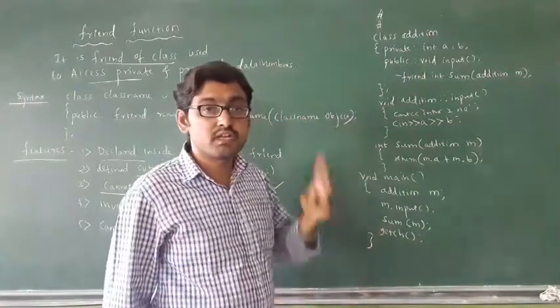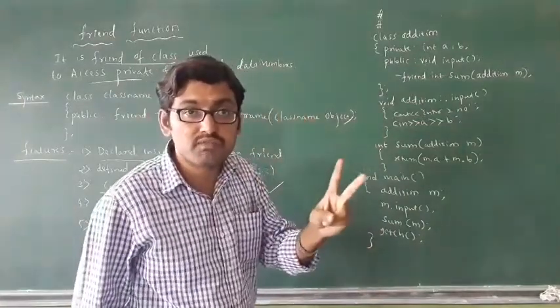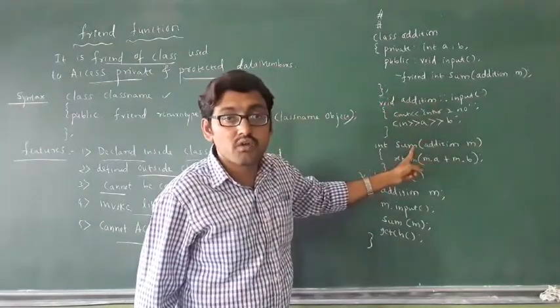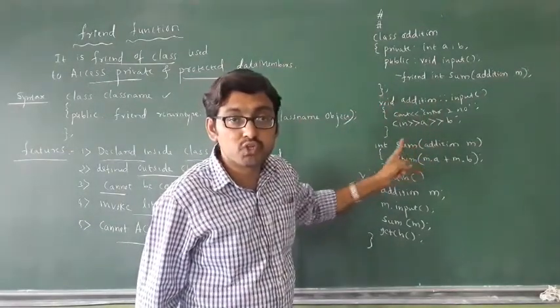See, what is a friend function? Friend function means there are two musts and shoulds you must always remember. A friend function cannot be declared inside the class like this. If you want to declare a friend function, the scope resolution operator cannot be used.